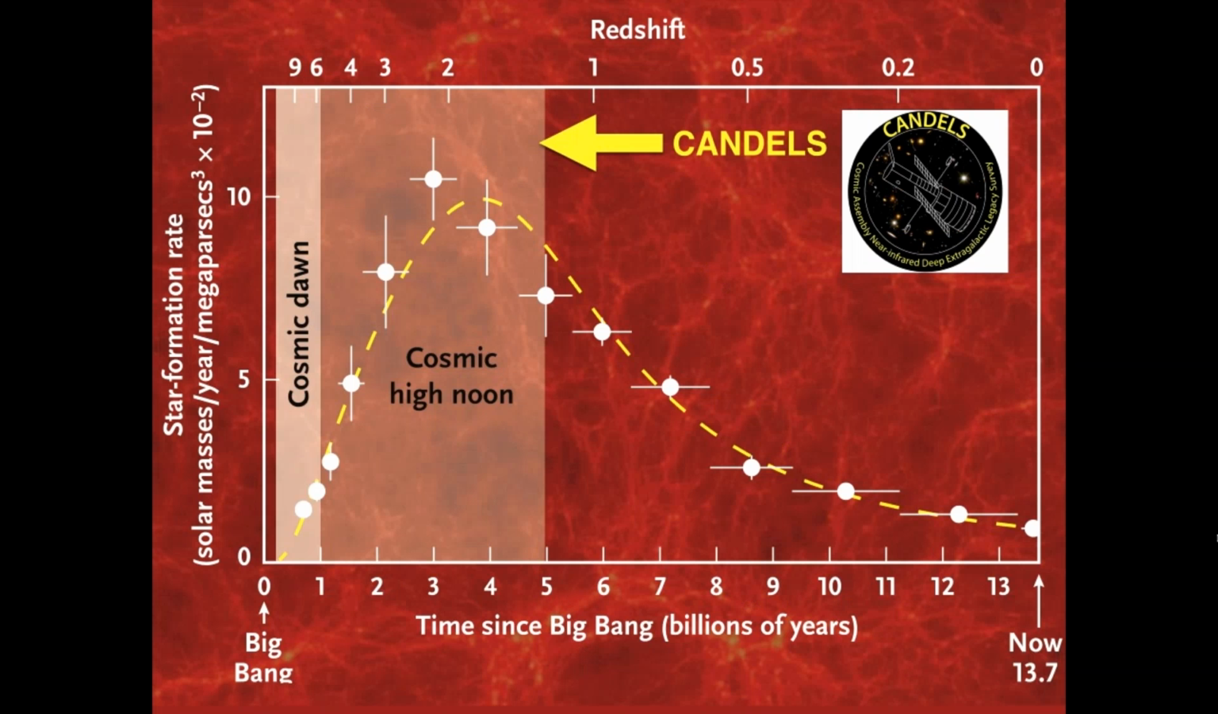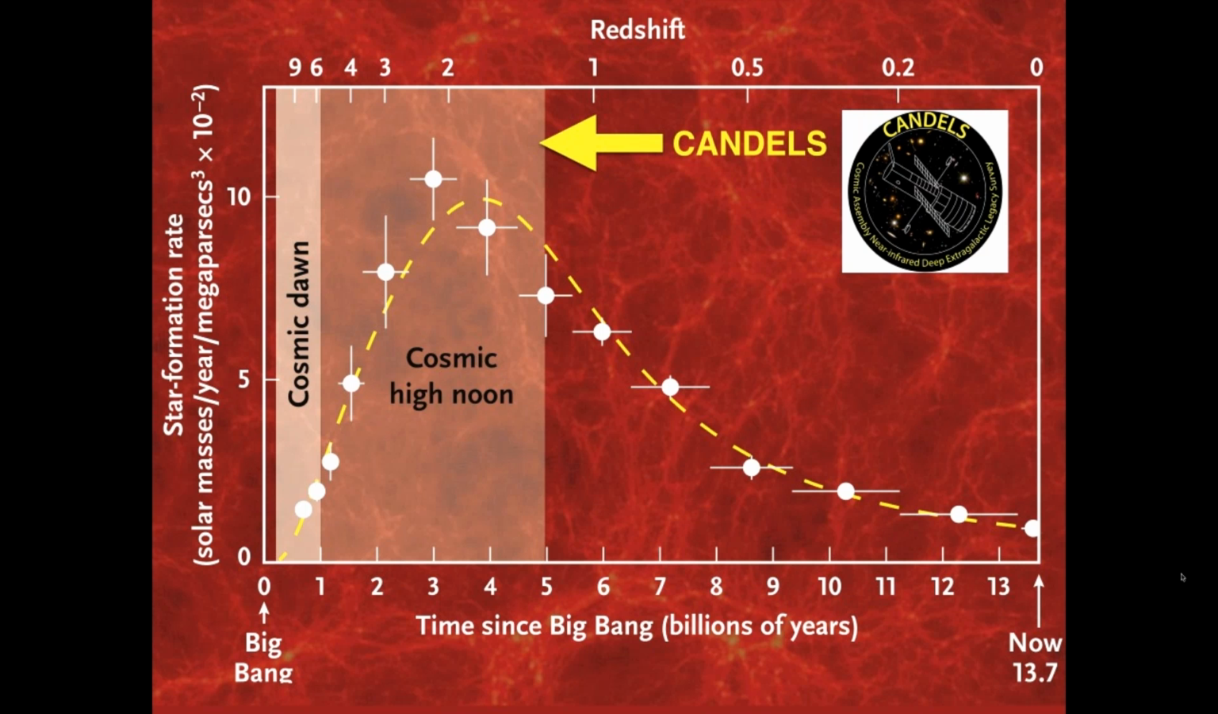So CANDELS focused on the 2 periods that we call cosmic dawn and especially cosmic high noon. The cosmic high noon is the period when most of the star formation is, when galaxies are forming stars most rapidly. And that's what we're now seeing for the first time, what galaxies really look like.